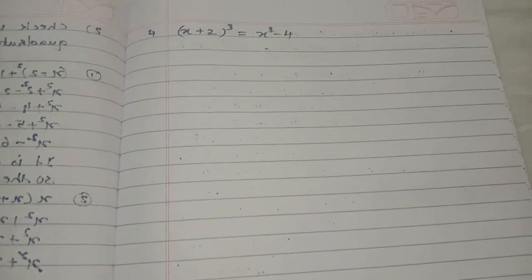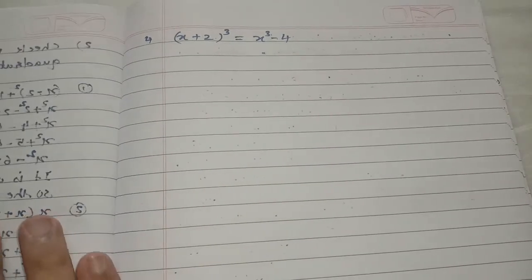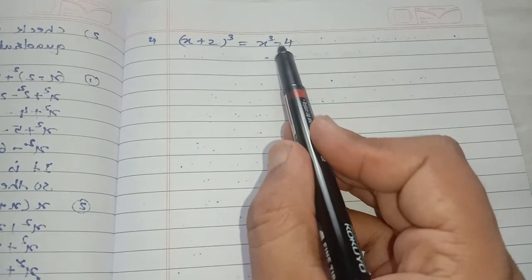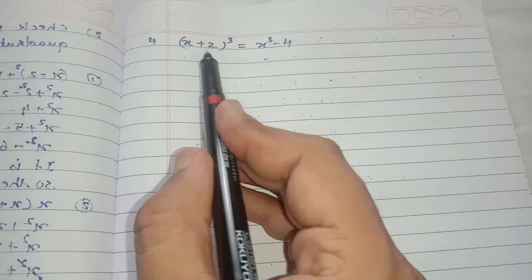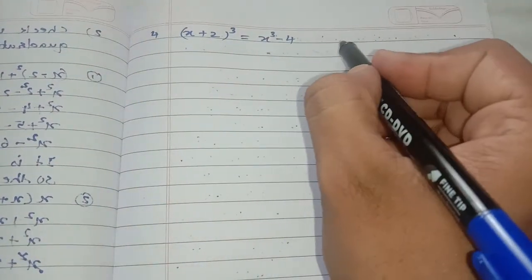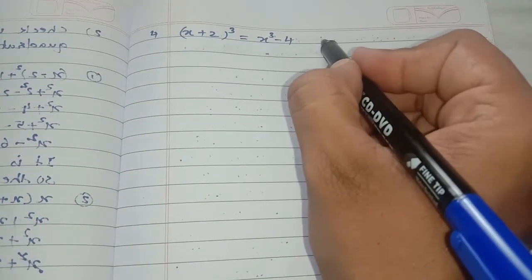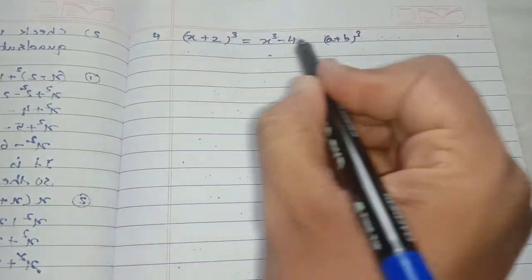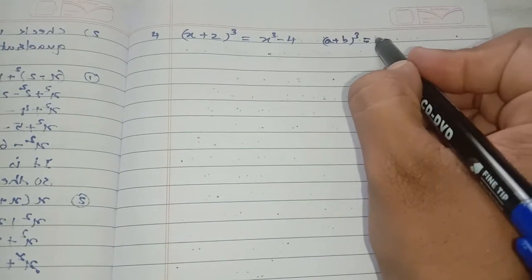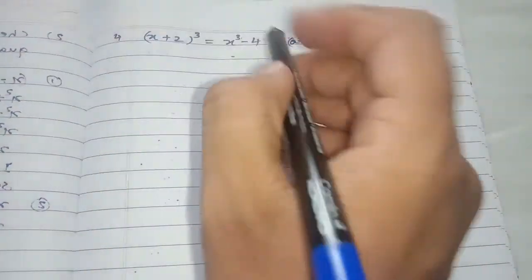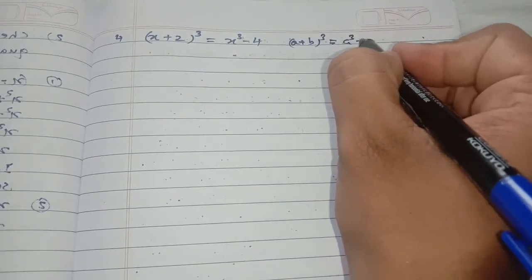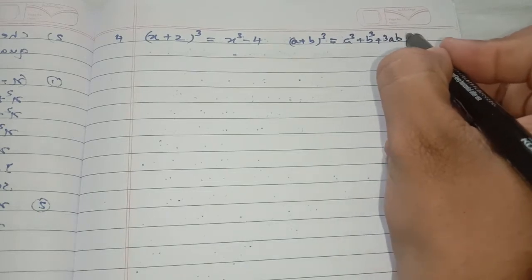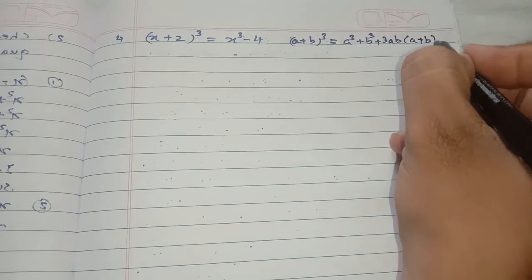Let's see the fourth question. This is the last one. Now this is x plus 2 whole cube, and here it is x cube minus 4. Here we have to use the identity a plus b whole cube. This is in the form of a plus b whole cube. A plus b whole cube is a cube plus b cube plus 3ab into a plus b.